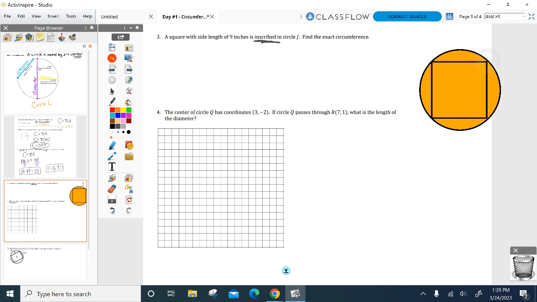And remember, it's a square. It is a square. Hopefully, we remember some properties of a square. One side is 9. What's the exact circumference? And directions here. Exact circumference, fancy way of saying leave your answer in terms of pi. No rounding, no calculator display. Leave it in terms of pi.